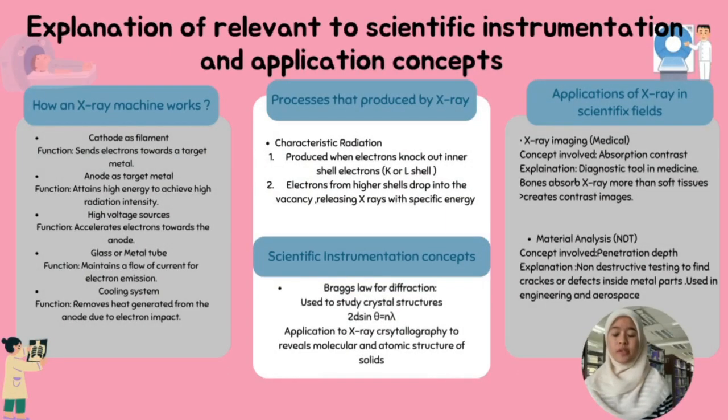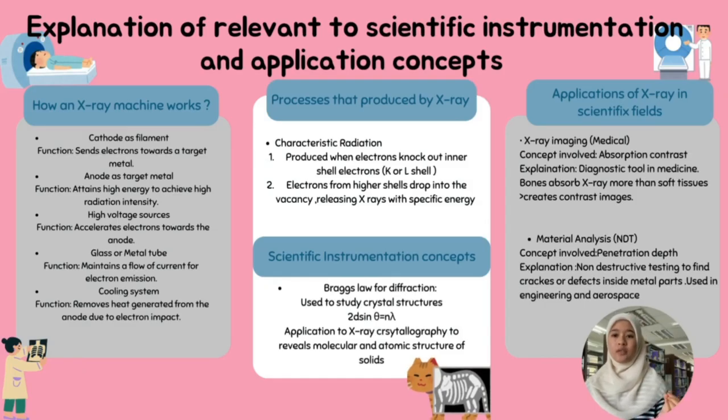How an X-ray machine works. First, the cathode filament. Function is to send electrons towards a target metal. And second, the anode as target metal. Function is to attract high energy to achieve high radiation intensity.